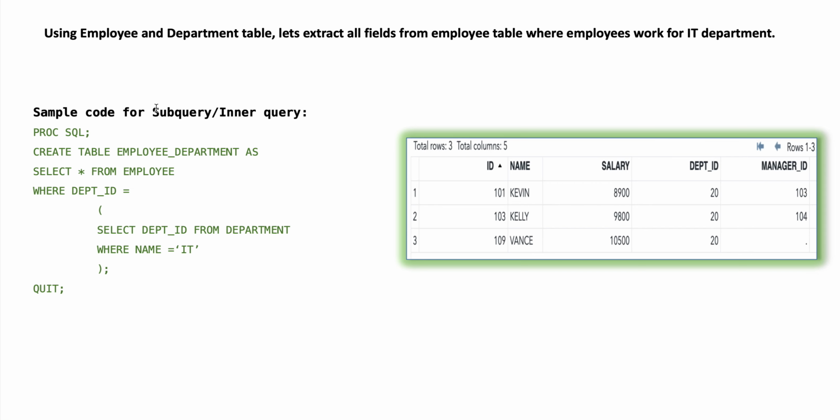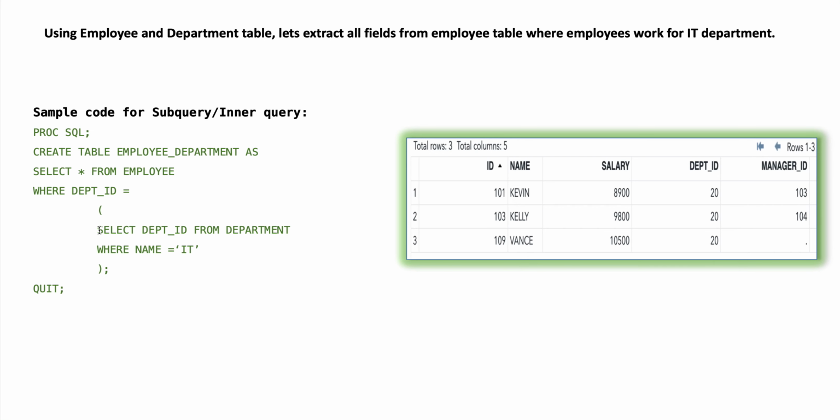A sample code is given here where proc SQL is used. Proc SQL semicolon create table employee underscore department as select star from employee. That means select all fields from the employee table where department ID equals, parenthesis, select department ID from department table where name equals to IT, parenthesis close, semicolon, quit semicolon.